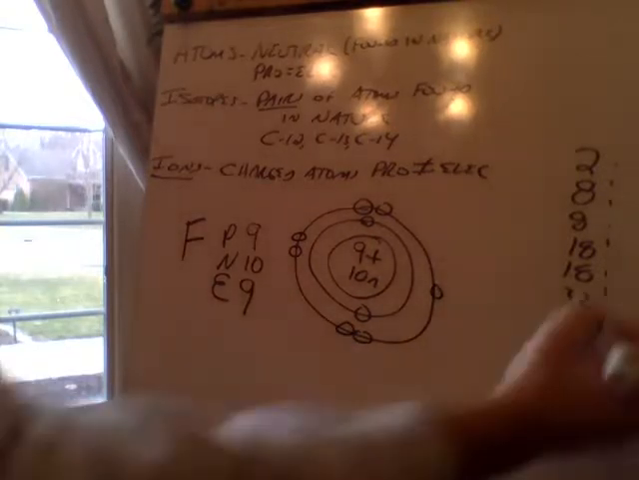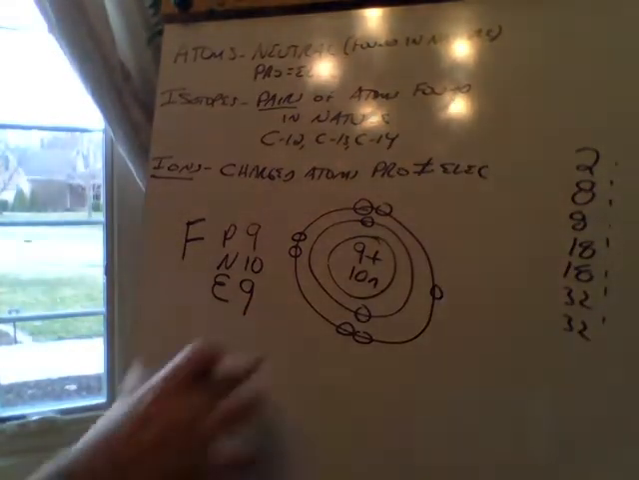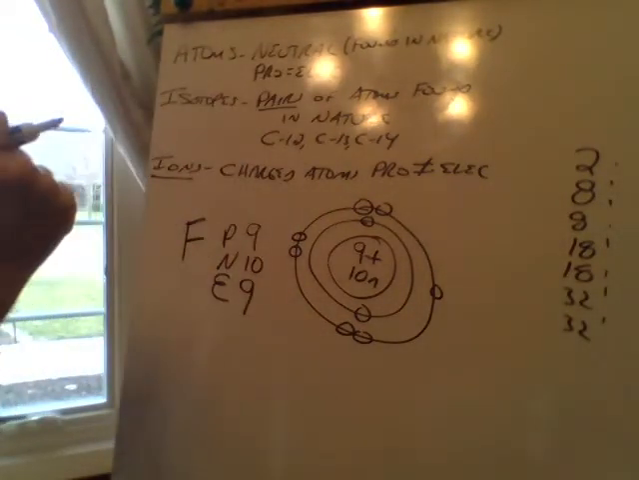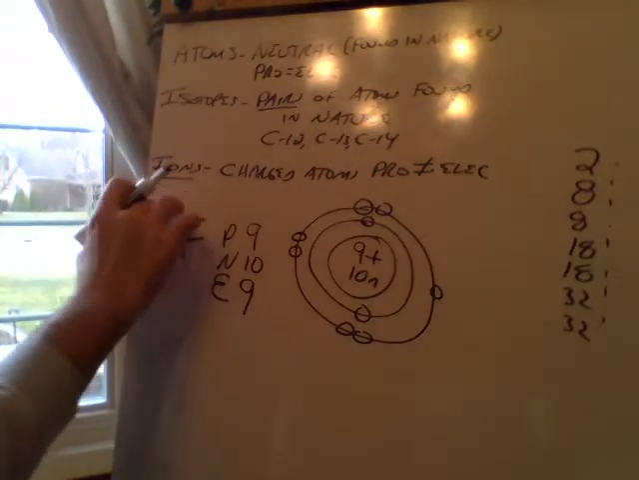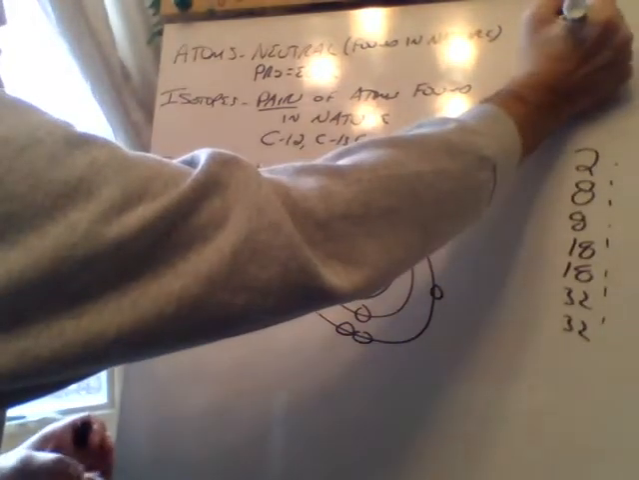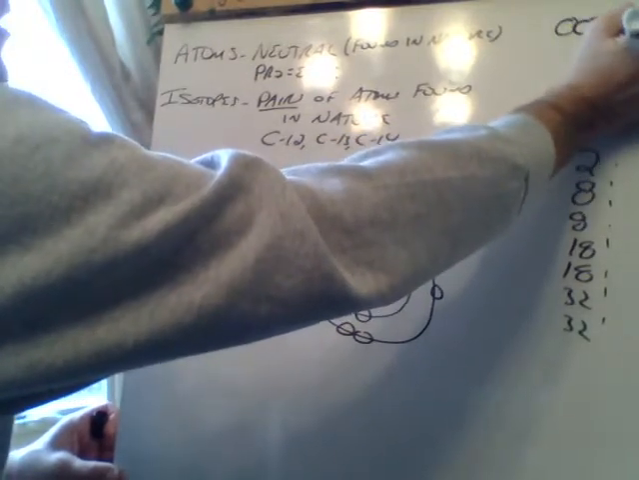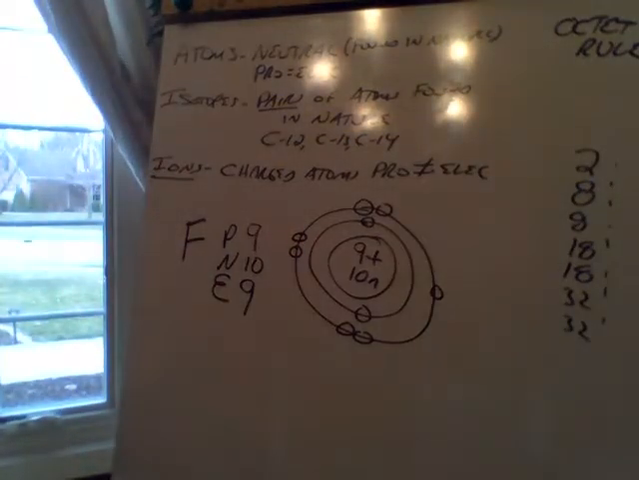Now, this row wants 8. It only has 7, so it is in the atom form right now. Protons and electrons equal each other, but it's not following the happy octet rule. Remember, we have to follow the octet rule. If you didn't watch the last video, you need to make sure you do that.